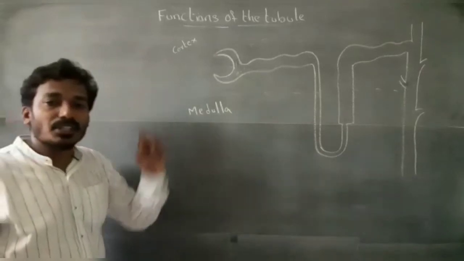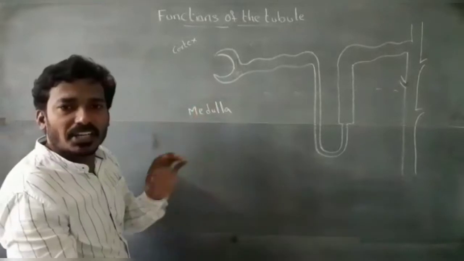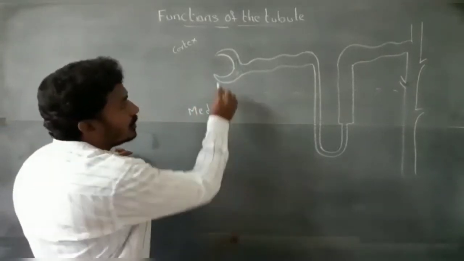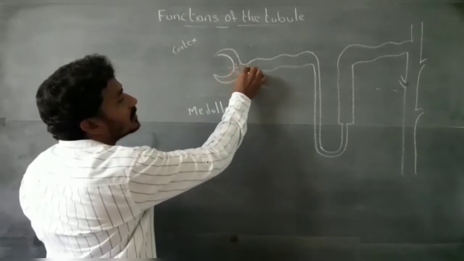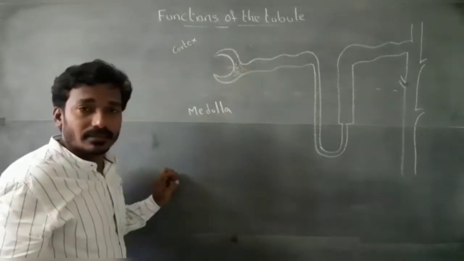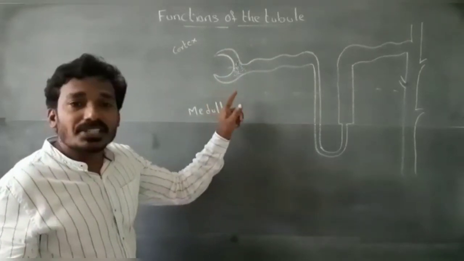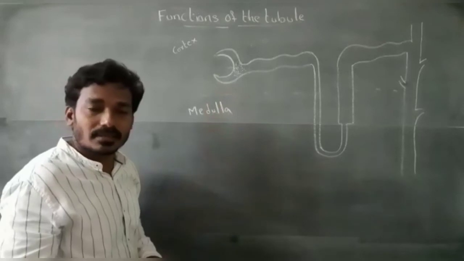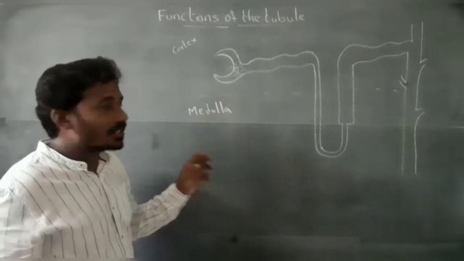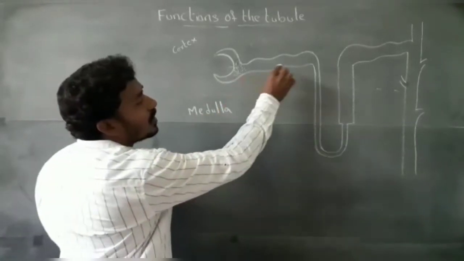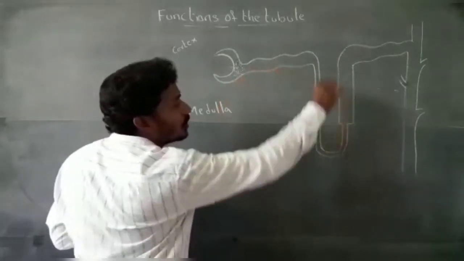Next, functions of the tubule. After glomerular filtration, the lumen of the tubule contains primary urine or ultrafiltrate. This ultrafiltrate contains essential and non-essential substances. These essential substances are reabsorbed by different regions of the tubule.